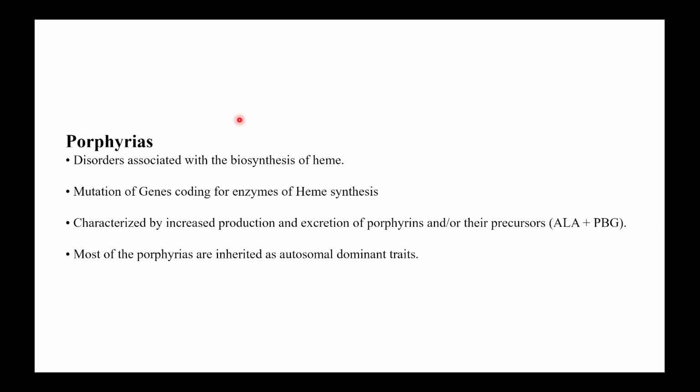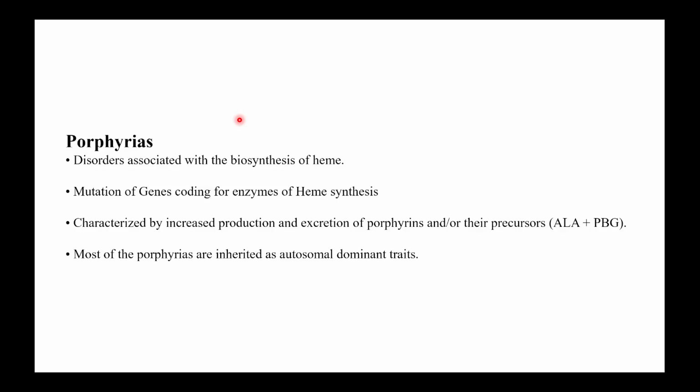of excretion of porphyrins, like protoporphyrinogen and coproporphyrinogen, all those porphyrin rings which are the precursors of heme, or ALA and PBG, which are the precursors before the porphyrin ring formation occurs. So anything that is there in the pathway before heme could be excreted depending on which enzyme is defective.